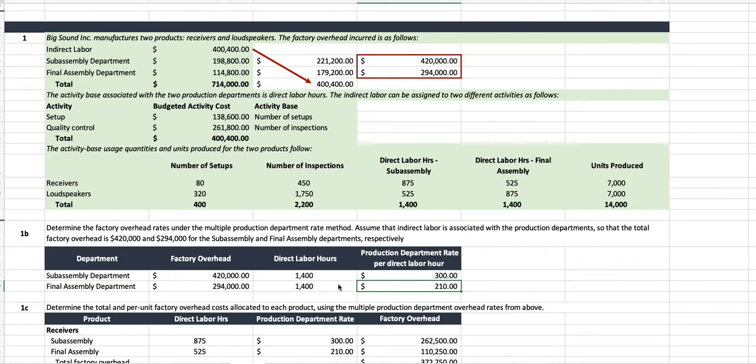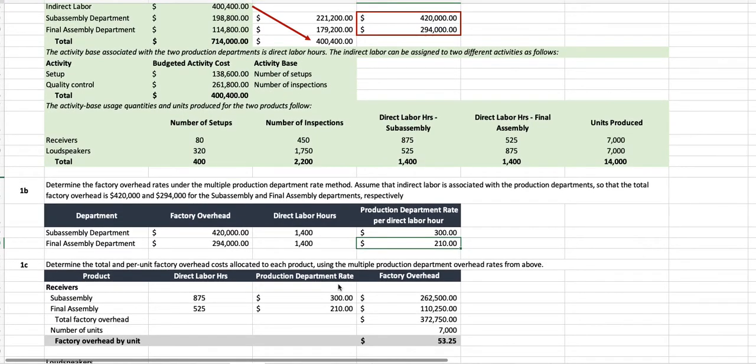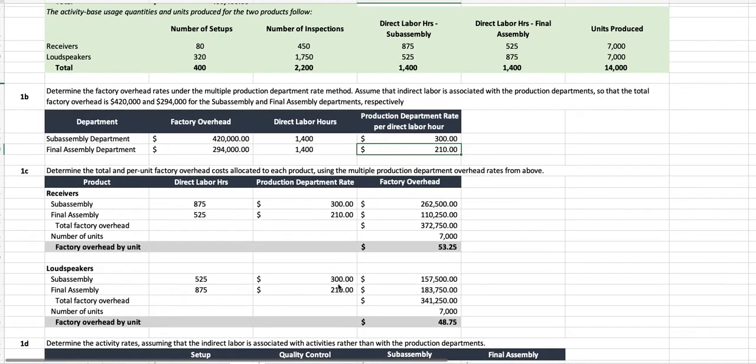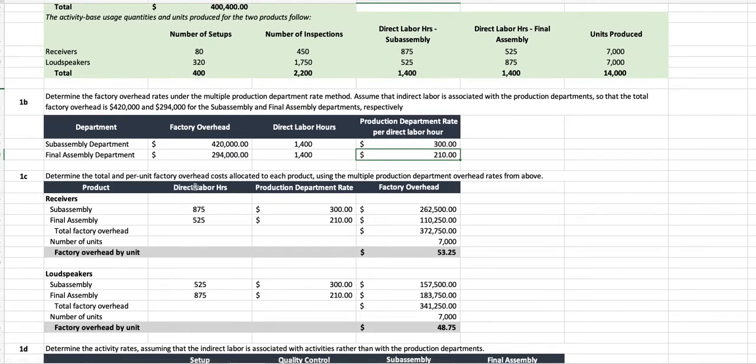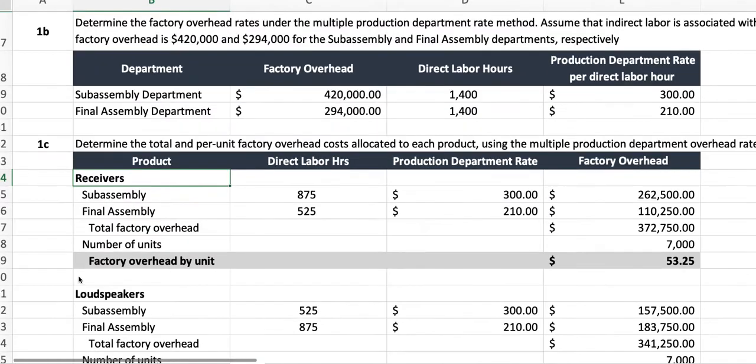Okay, now we're going to take this information and we're going to determine the total and the per factory overhead rates, and we're going to allocate it to each product. So we have our receivers here and our loudspeakers here. With the receivers, we have our subassembly and our final assembly. We know how much time receivers spent in the subassembly and the final assembly. I'm going to shrink this down just a tiny bit.